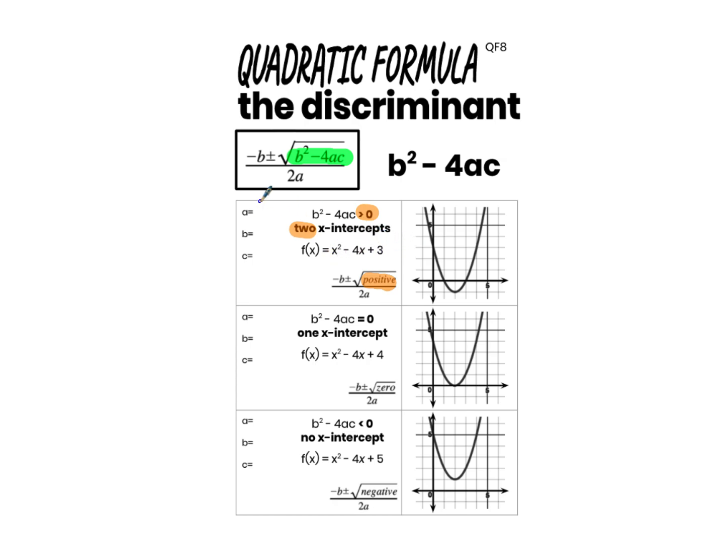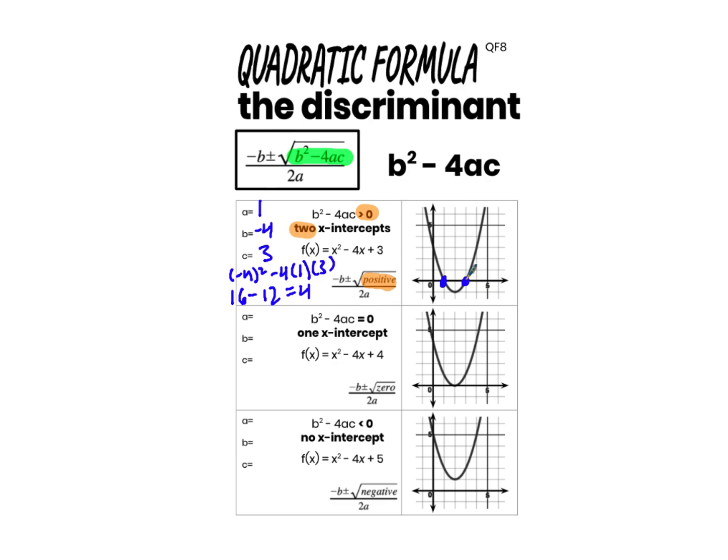So for this function, a is 1, b is negative 4, and c is 3. So when I calculate the discriminant, b squared, negative 4 squared, minus 4 times a, 1, times c, 3, I get negative 4 squared, which is 16, minus 4 times 3, which is 12. So the discriminant equals 4 for this function. Now 4 is a positive value, and what this tells me is that this function has 2 x-intercepts, which I can see here.